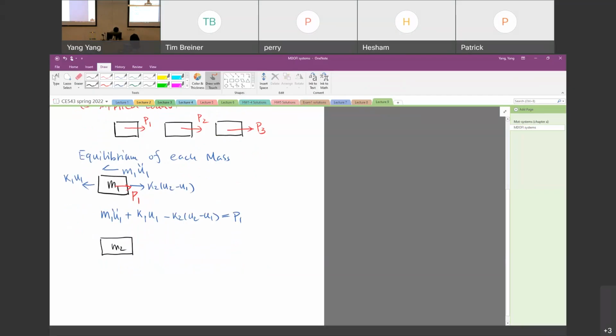Second one. For the second one, we have the spring force here, and we have the inertial force, and then we have the external load. Okay, now would you like to do this one?